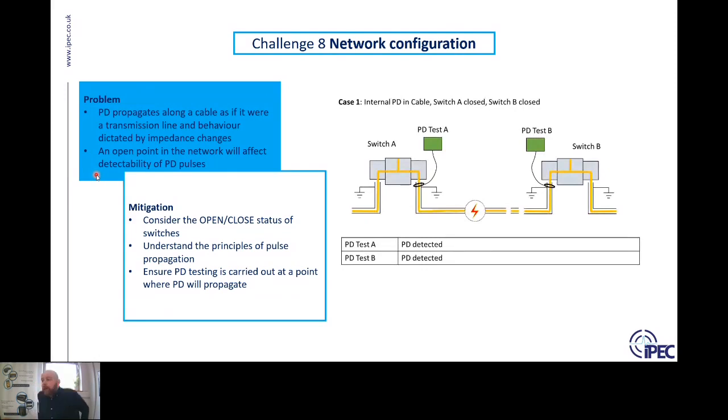And so, for example, if we look at case number 1, the ideal case, we've installed our HFCT to detect PD on our underground cable. We've installed our HFCT at the termination, so around the core in this case, could also be around the earth. In this case, the PD occurs, and at test A, you can detect the PD, and test B, you can detect the PD. Now, if you were to create an open point at switch A, so switch A is now open, switch B is still closed, you will not be able to detect the PD at switch A.